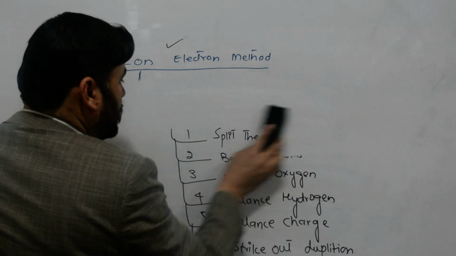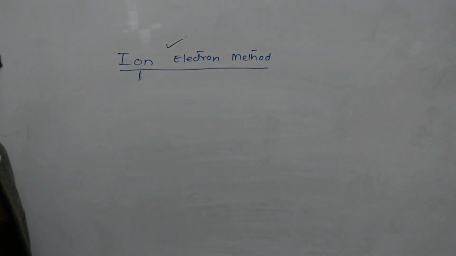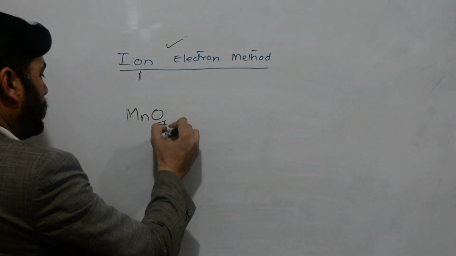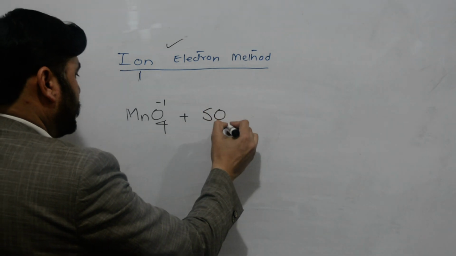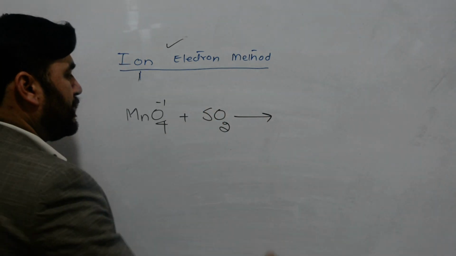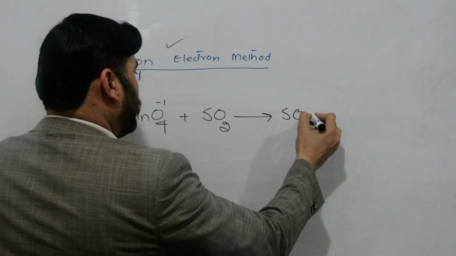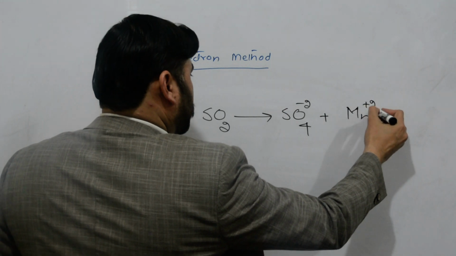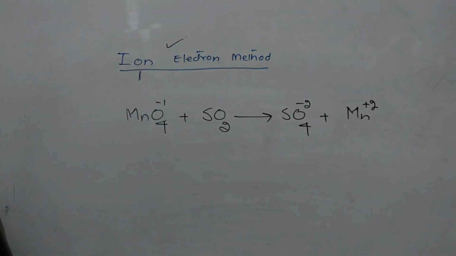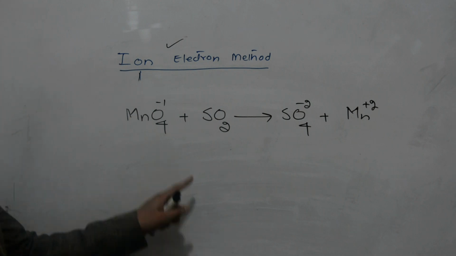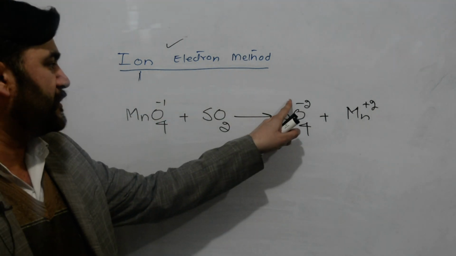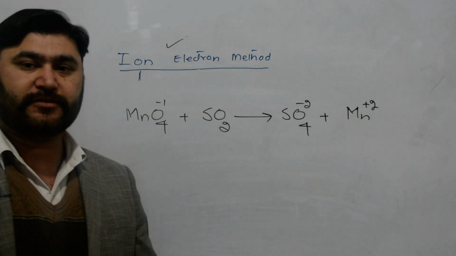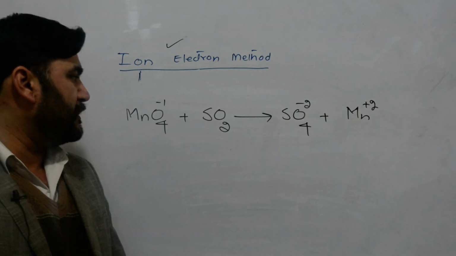So let's discuss some more examples. Suppose the very first example is MnO4 minus 1 plus sulfur dioxide goes to form SO4 minus 2 and Mn plus 2. So this is the simplest form of such an equation. Now you can see there is minus 1 charge, minus 2 charge, plus 2 charge. So this is the ion electron method. We are going to discuss how to balance this equation by the ion electron method.